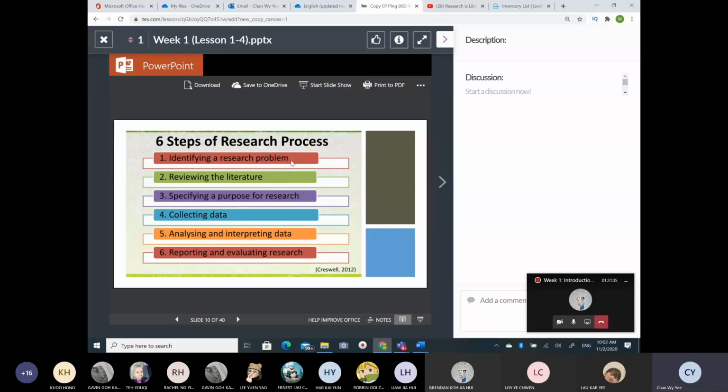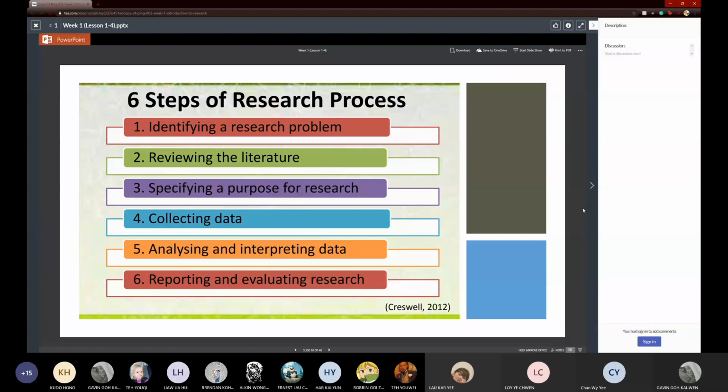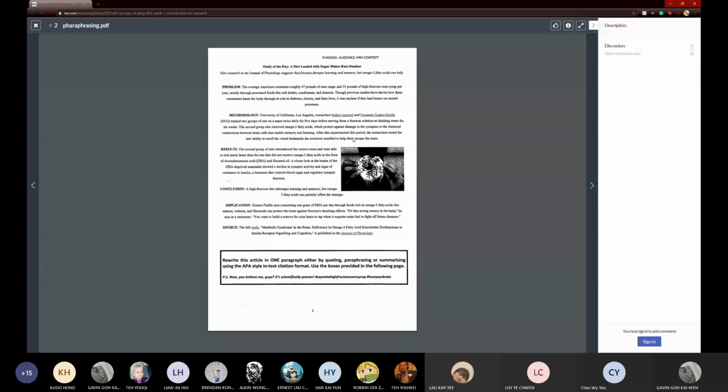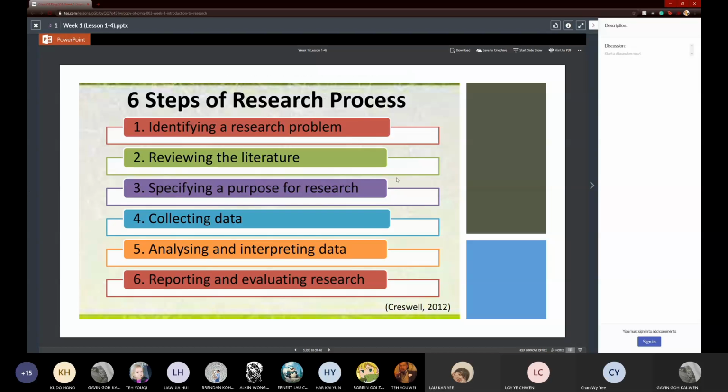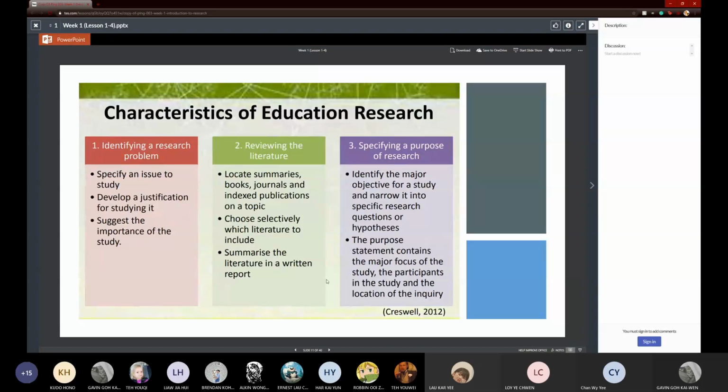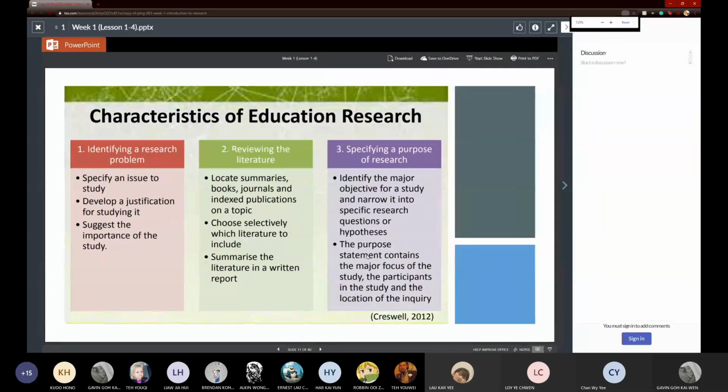Okay, basically, right, identifying a research problem here is chapter 1. Reviewing the literature is chapter 2. Okay, this number 3 is actually together with, yeah, correct. This is chapter 3. Specifying a purpose for research is chapter 3. Collecting data is chapter 4. Analyzing and interpreting 4 and 5 is chapter 4. And then, okay, I think I've basically told you in brief what it is about.